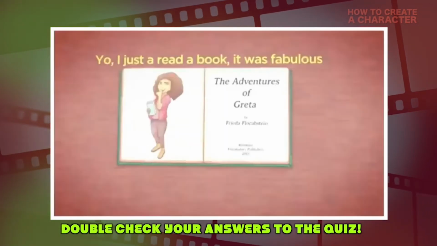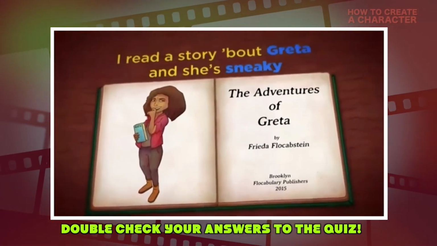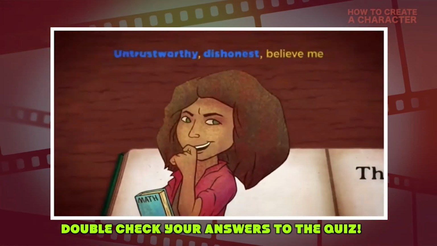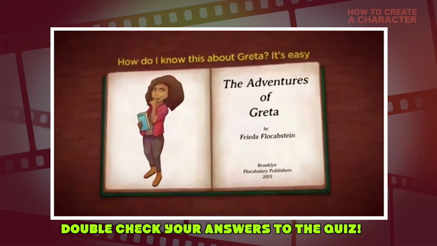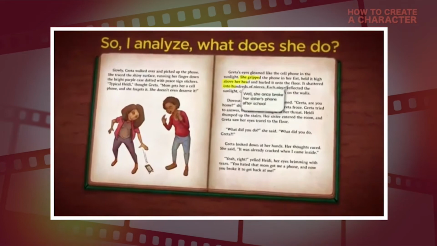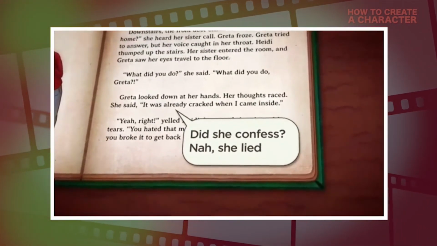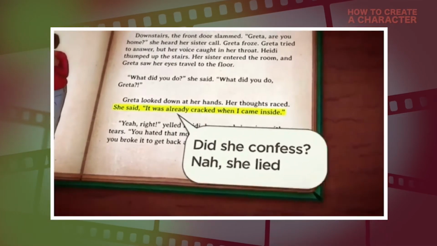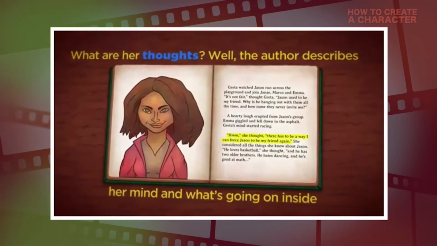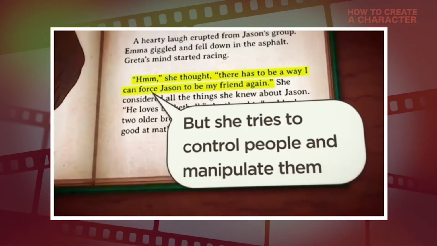Yo, I just read a book, it was fabulous. Here's how I do character analysis. I read a story about Greta, and she's sneaky, untrustworthy, dishonest. Believe me, how do I know this about Greta? It's easy. I use evidence from the text I'm reading. So I analyze, what does she do? Well, she once broke her sister's phone after school. Did she confess? Nah, she lied. She said it was already cracked when I came inside. What are her thoughts? Well, the author describes her mind and what's going on inside. It's not that she's full of hate, but she tries to control people and manipulate them.